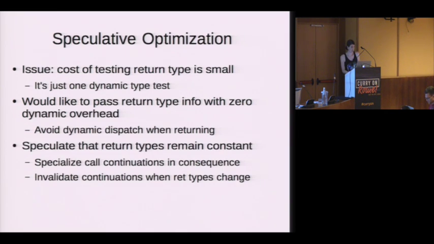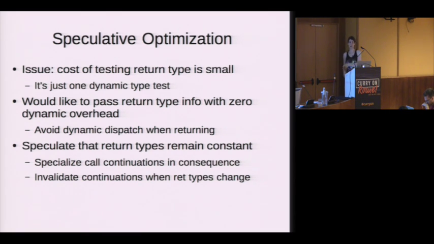Well, the way that we do it is that we use a speculative optimization strategy. Essentially, the first time that we return from a function, if we know the type of the value that we are returning, we speculate that the function will always return a value of this type. So if I'm in my Fibonacci function, I'm returning some integer, I speculate Fibonacci will probably always return integers.